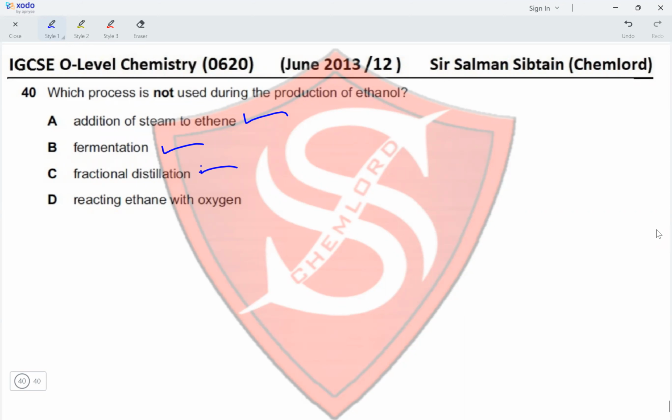Reacting ethane with oxygen. Now, reacting ethane with oxygen is basically combustion of ethane, and this does not produce ethanol, it produces carbon dioxide and water. So, reacting ethane with oxygen is a process which is not used during the production of ethanol, making option D the correct option for this question.